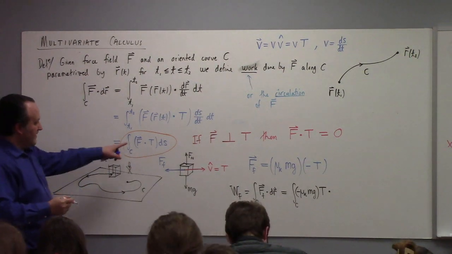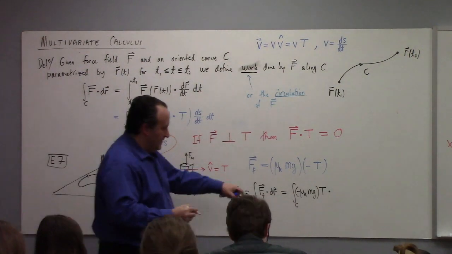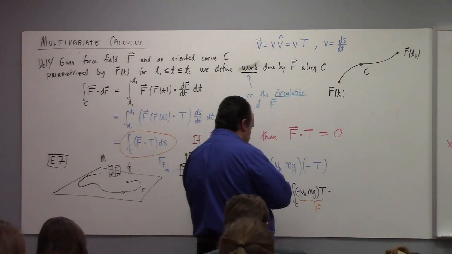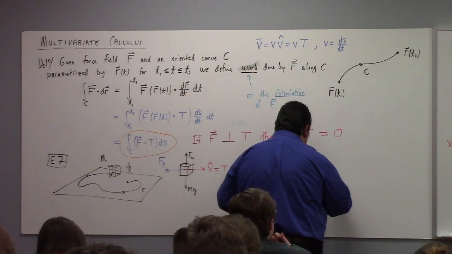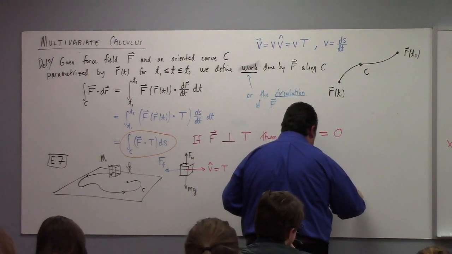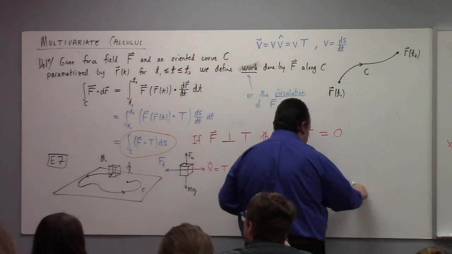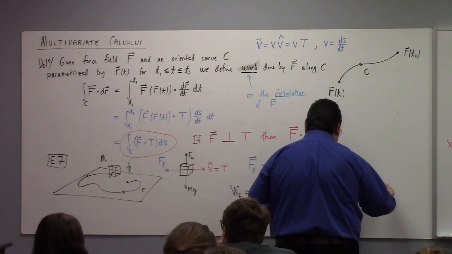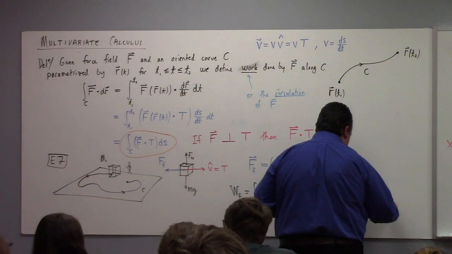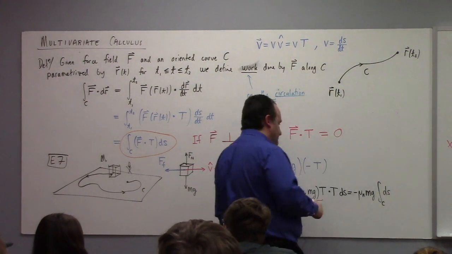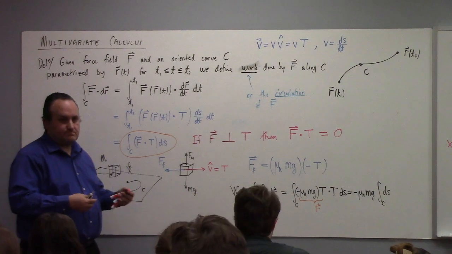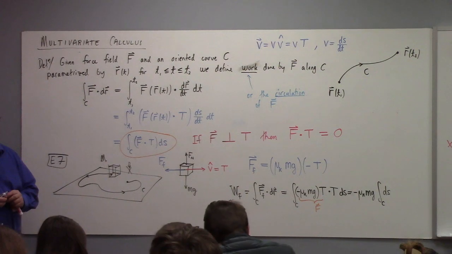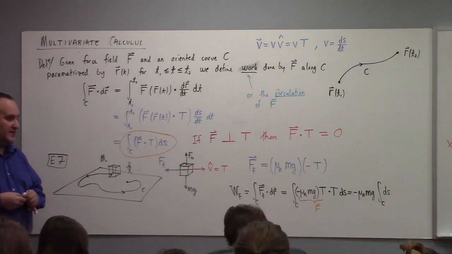So for this problem, F dot T. So I've got my F, and now I'm supposed to take the dot product with T. It's kind of dumb, but there it is. So what is this? Well, this is mu sub k. My bad, pull a minus out. We got minus mu sub k mg, the integral of ds over the curve, because T dot T is what? T dot T is 1, right? T is the unit vector, it's the unit tangent.